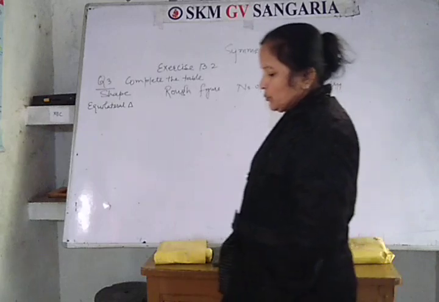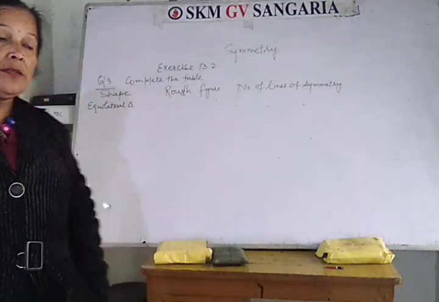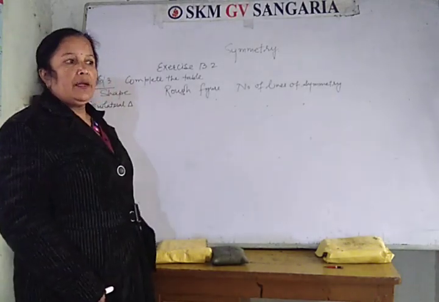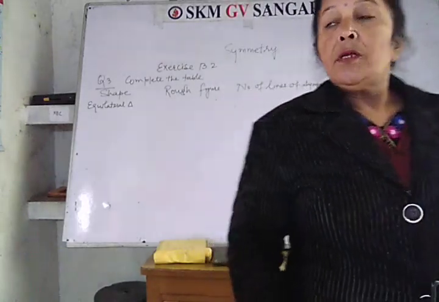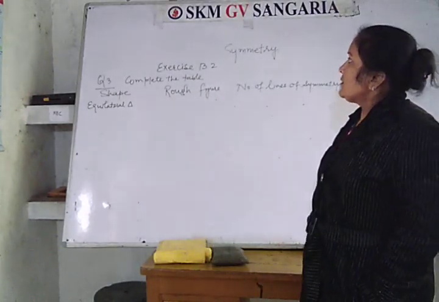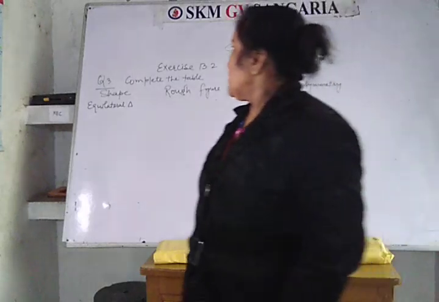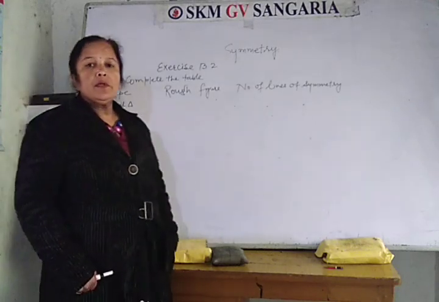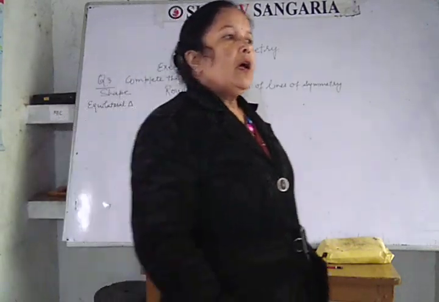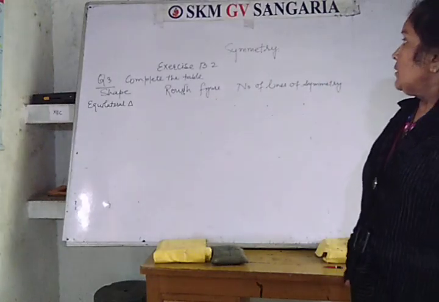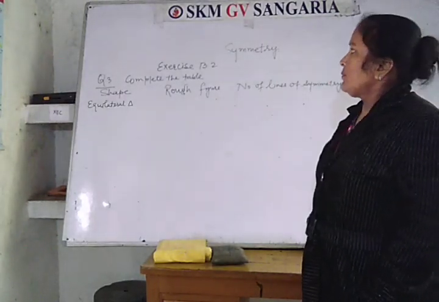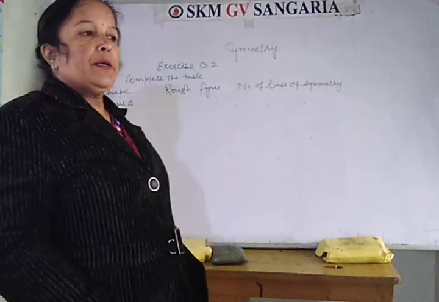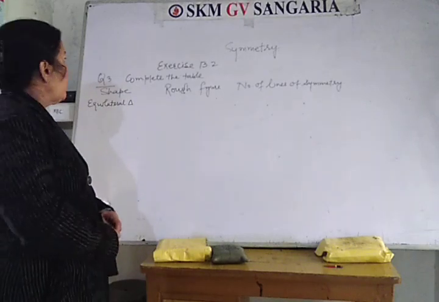Students, today I am going to teach you chapter number 13, that is symmetry. I have chosen question number 3 of your NCERT book exercise 13.2. Question is complete the table. Students, you are given here different types of shapes or different types of polygons, and you have to tell the number of lines of symmetry and also draw the rough figure of that particular polygon. So let's start.